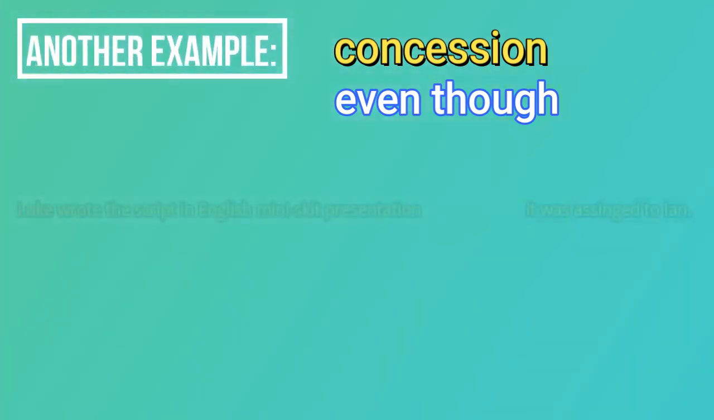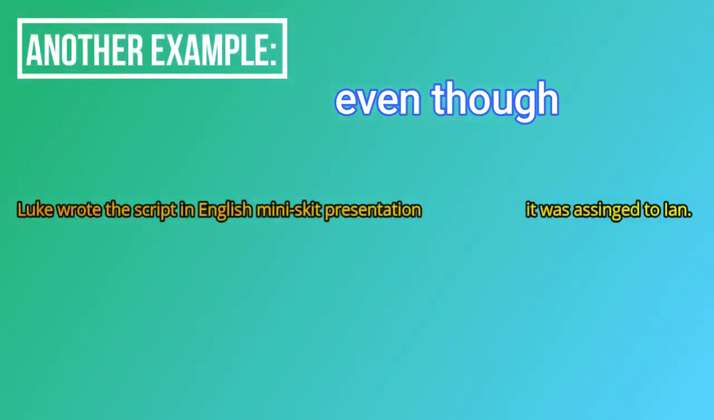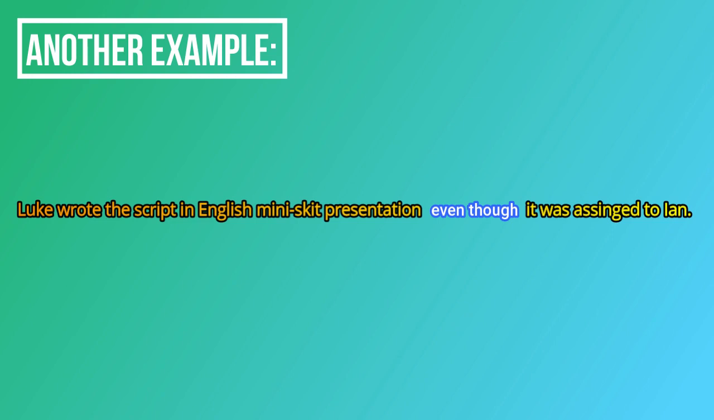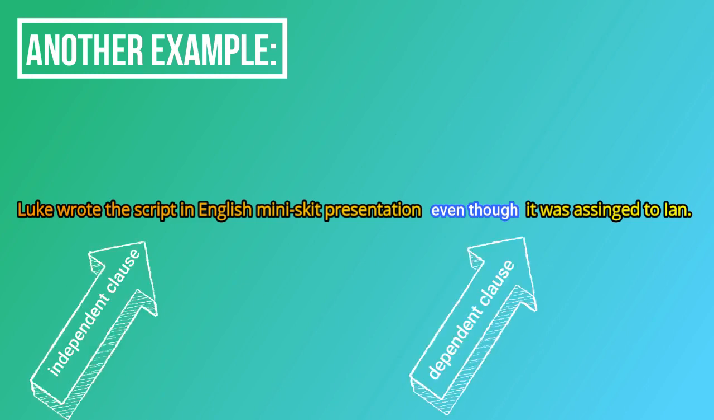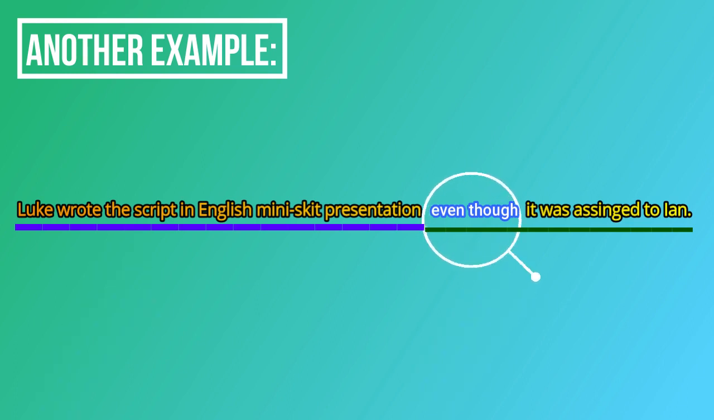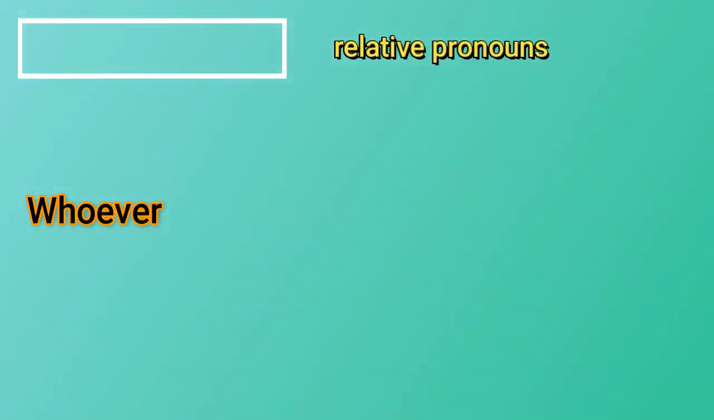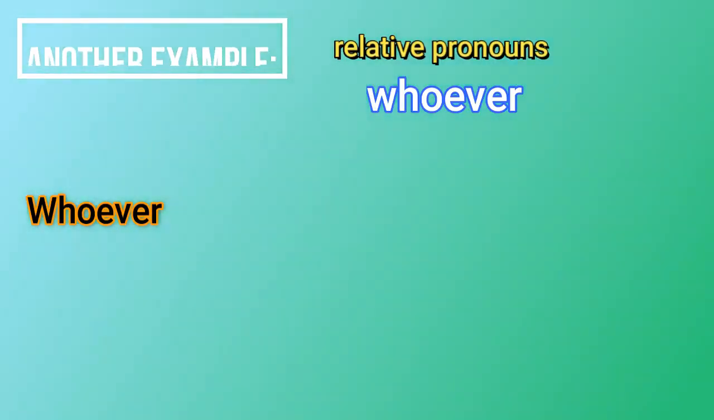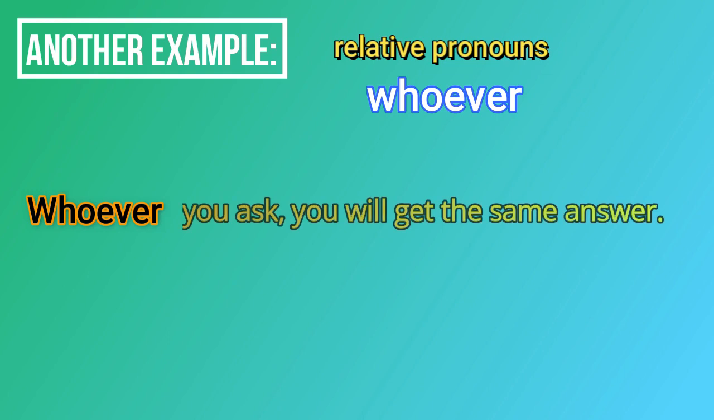Now, let's proceed with example 4, concession. Even though, when we say concession, it is an act to accept, tinatanggap yung pagkakamali, or defeat sa isang argument. Now, let's have the example. Luke wrote the script in English mini-skit presentation, even though it was assigned to Ian. So, we still have the same labeling. Ganun pa rin, may independent, may dependent, at may ginamit na conjunction, which is subordinating.